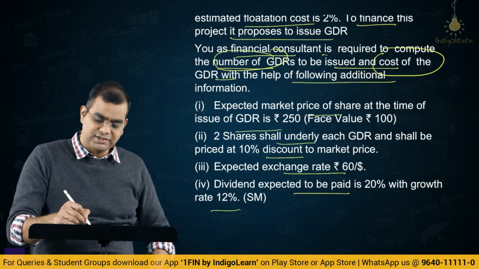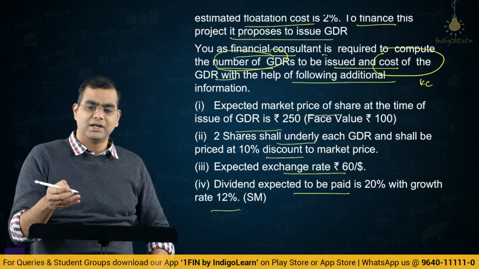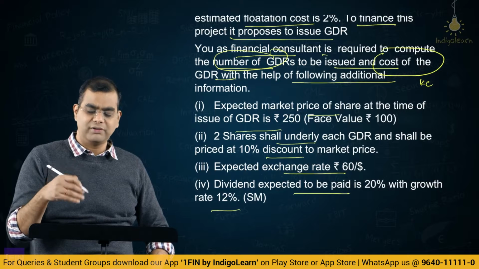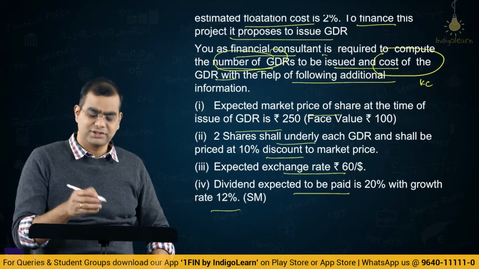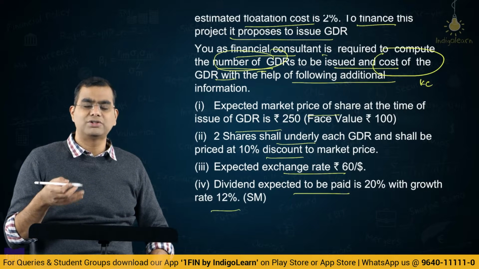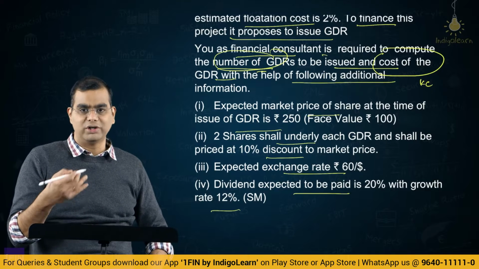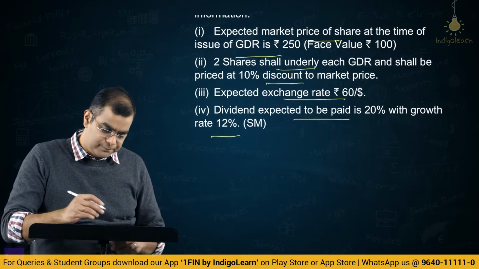So, the cost of GDR is very similar to cost of equity. Assuming that for every 2 shares you get a GDR, we have to find out what the cost of GDR will be. And the number of GDRs, of course, is a very simple thing. You need some money, each GDR is worth so much, so how many GDRs are required? Of course, I told it very simply, you have to do some working. So, let us have a look at it. How do we solve this?